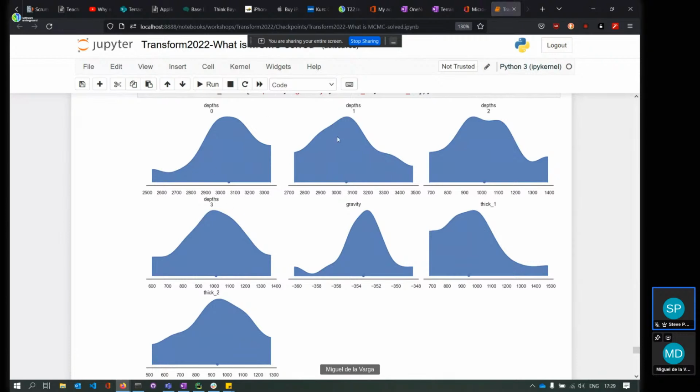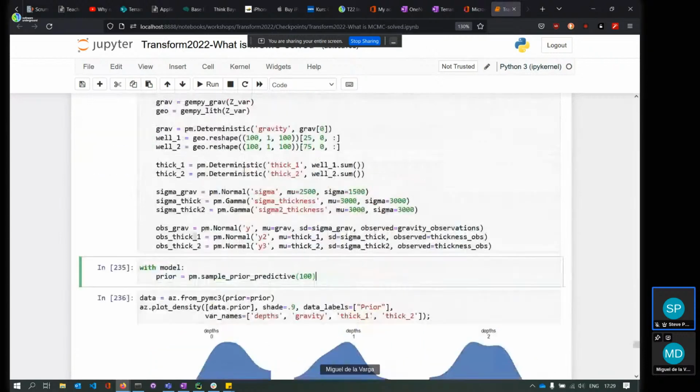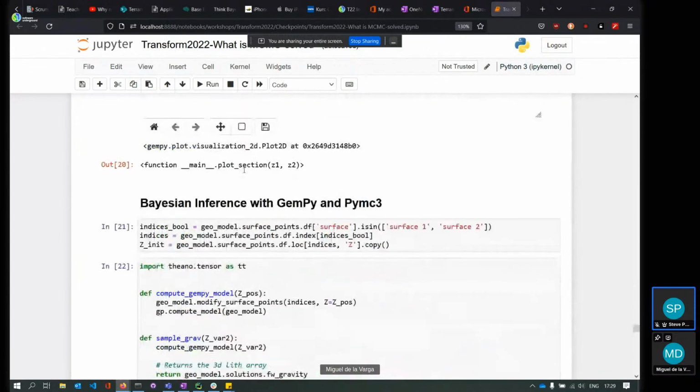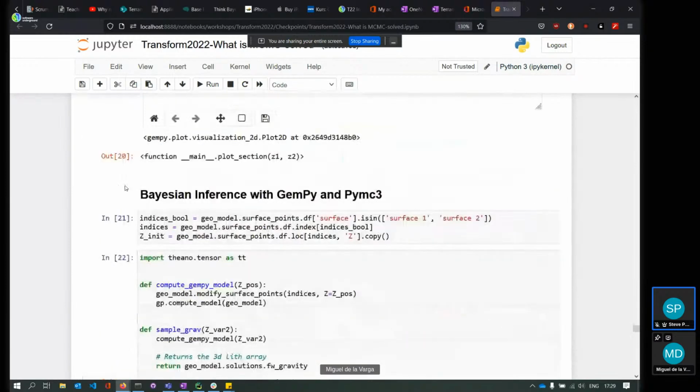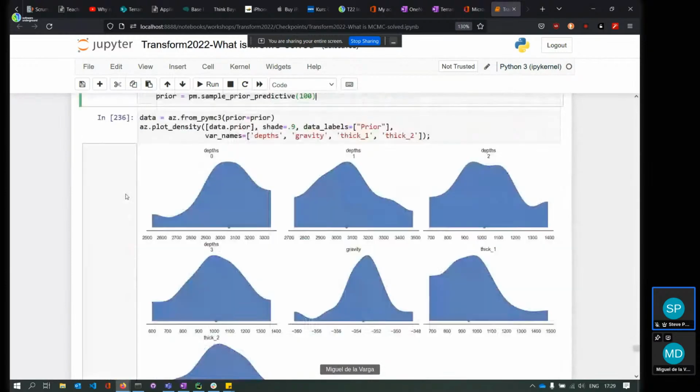But basically, for example, if we just take depth 0, this is a normal distribution centered around 3000, between 3000 and 3010, which, if we go all the way here, was basically the location of this point, and it was the location that we used for the mean.